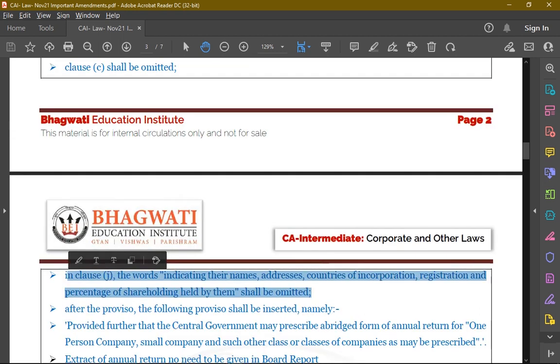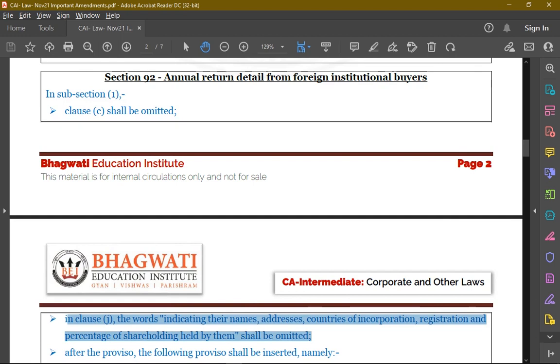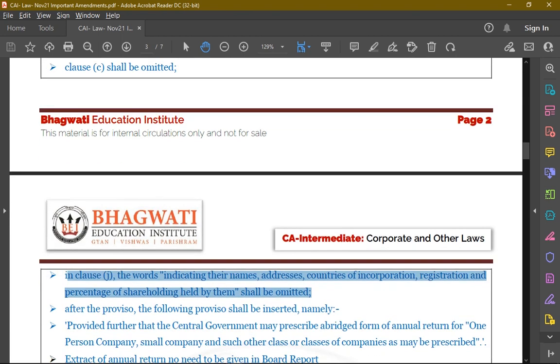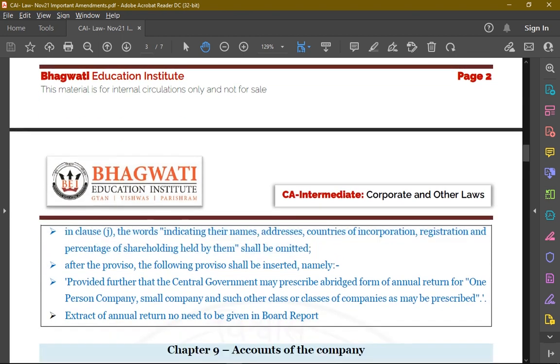Now, what does it mean? If you read these 2 points now, by putting this amendment, actually the government has liberalized certain provisions towards the foreign investors. They said, okay, no problem, you simply come to our country, invest in our company, do your business, we will not ask much information from you. Earlier, the government used to ask, but now it does not. So it is just one kind of motivational factor for foreign investors.